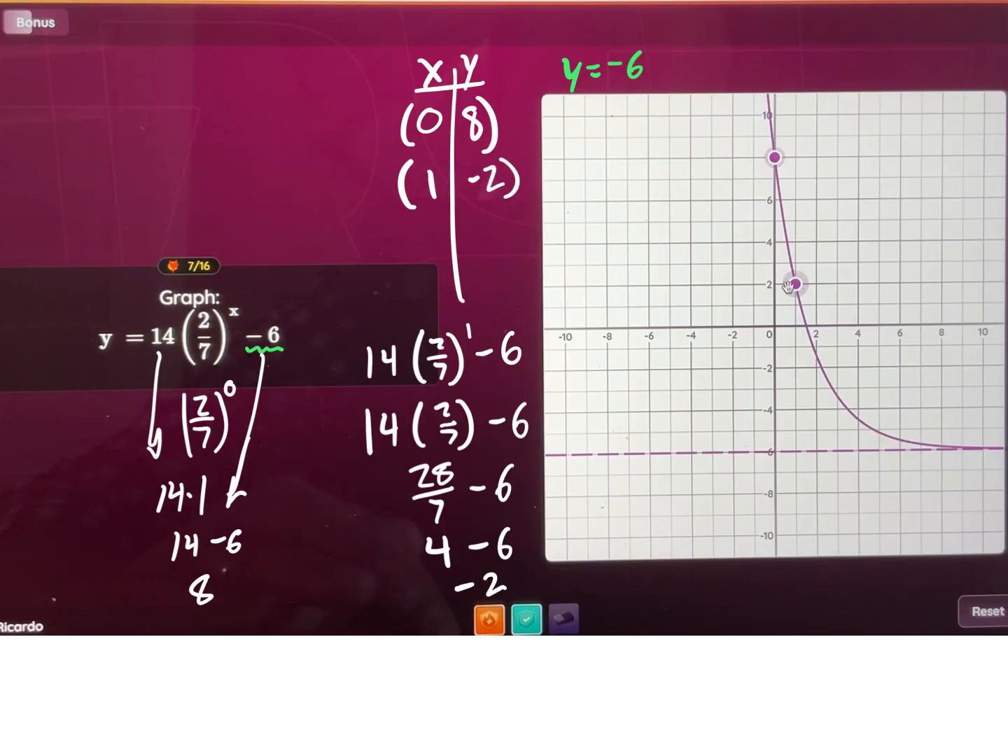So that's a location 1 on the x, -2 on the y, and that is all. Hit submit, you'll have your answer. Voila.